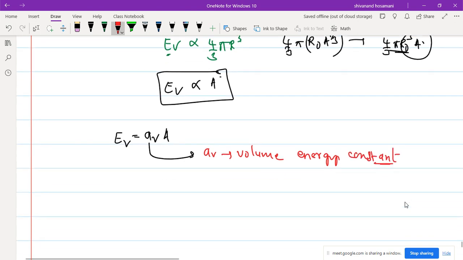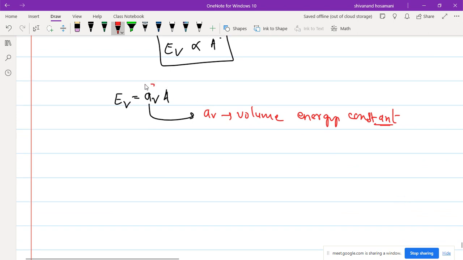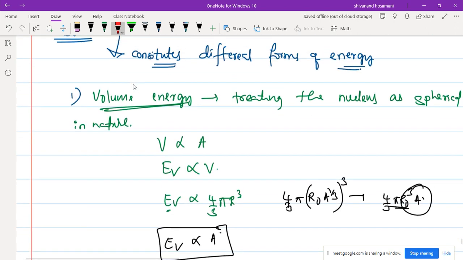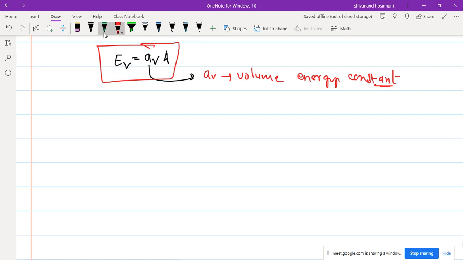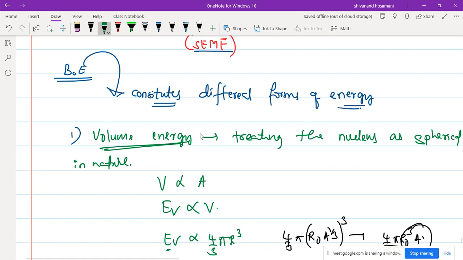Similarly, we are going to define the surface energy also. The second one is the surface energy term. The total energy is going to have different terms, different forms of energies, totally constituting the binding energy. The second one is surface energy. Sometimes we call this a surface energy term. All these are terms only. One is the volume energy term, another one is the surface energy term.